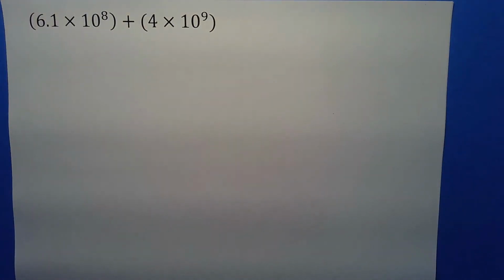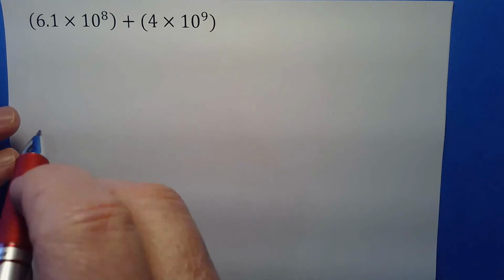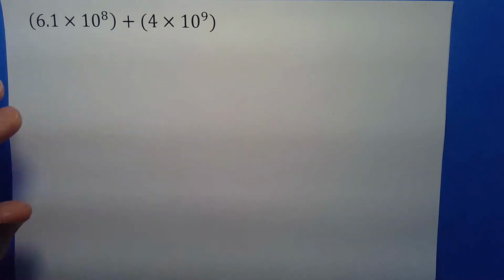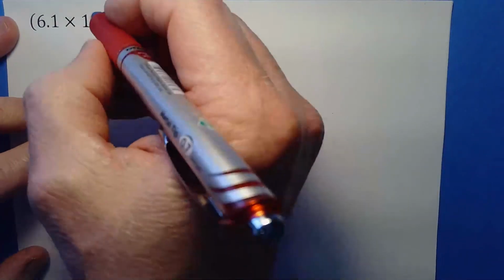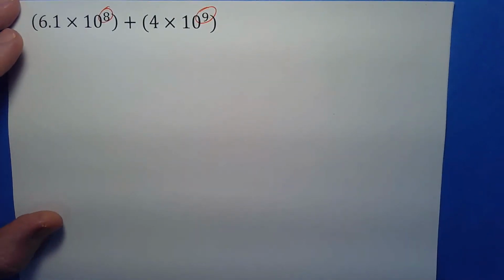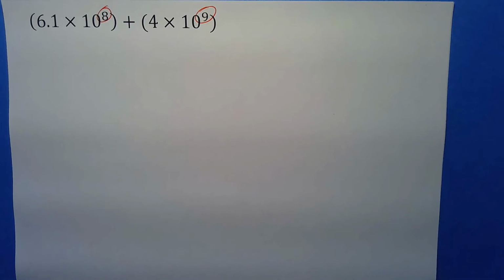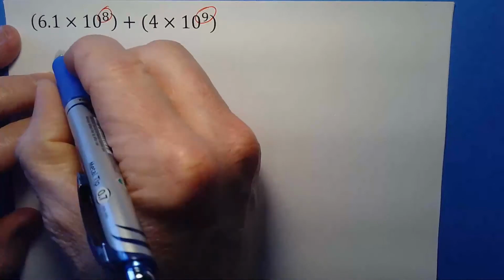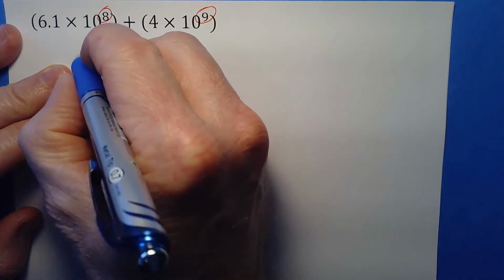In the next problem, I've got 6.1 times 10 to the 8th, and now look what happened here. I've got different exponents. This is an 8, this is a 9. We're going to have to do something here. We're going to have to get them in the same format. It's the old comparing apples and oranges. You've got to have the same stuff, and we don't have the same stuff yet, but we'll fix it. Don't worry. Let me just get it started, and then we'll fix things.